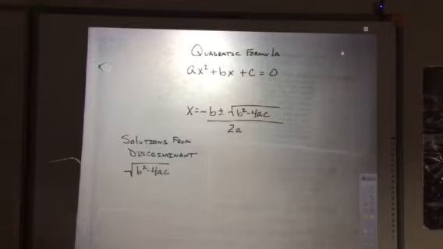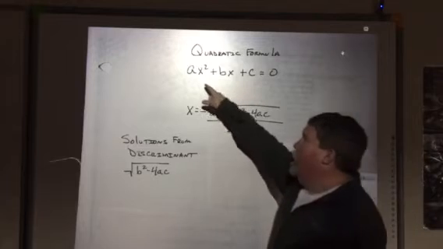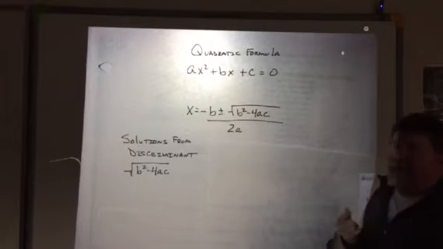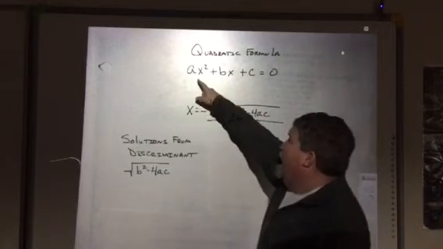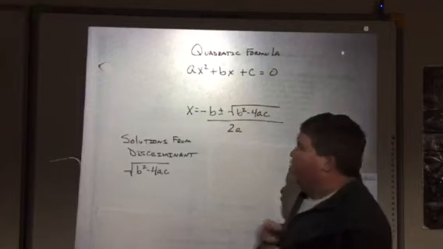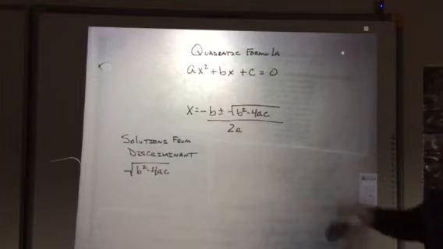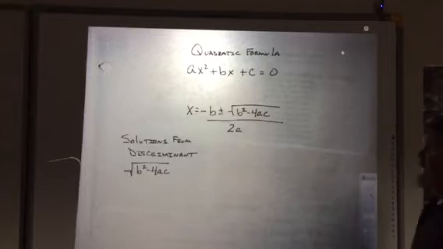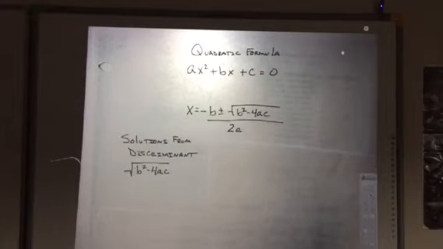Okay, so let's talk about the quadratic formula. When we have an equation in standard form, ax squared plus bx plus c, we have our three coefficients, a, b, and c. We're going to get rid of the x and the x squared. Those don't matter. And we're going to plug them into this equation. x equals the opposite of b, plus or minus the square root of b squared minus 4ac, over 2a.